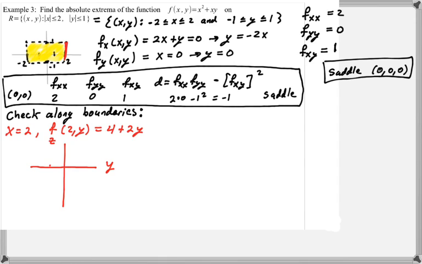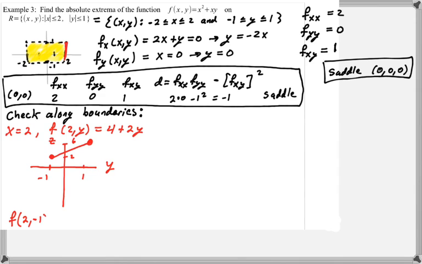So we're going to graph on the yz plane. So y goes from negative 1 to 1, and it's just linear. Okay. So evaluate at negative 1 for y, and we get 2. Evaluate at 1, and we get 6. We have a line there.